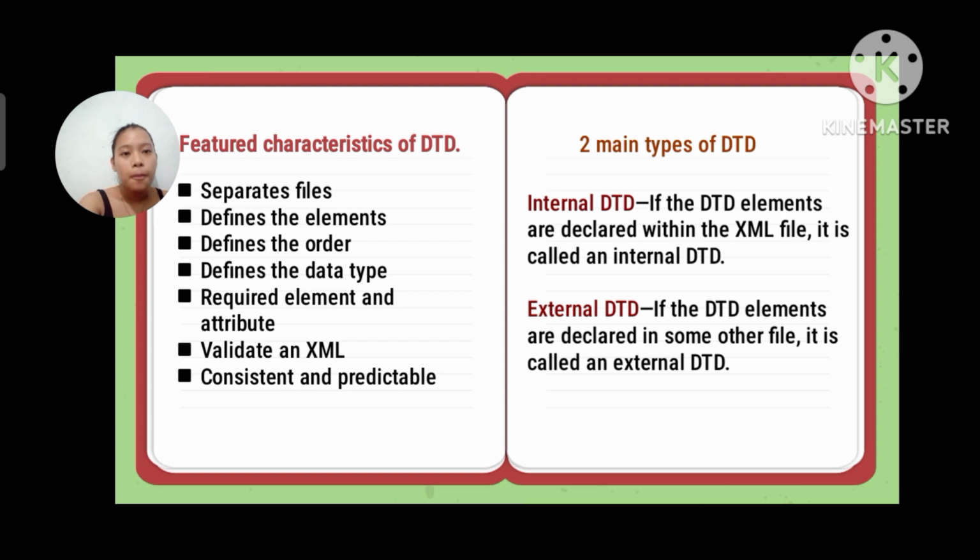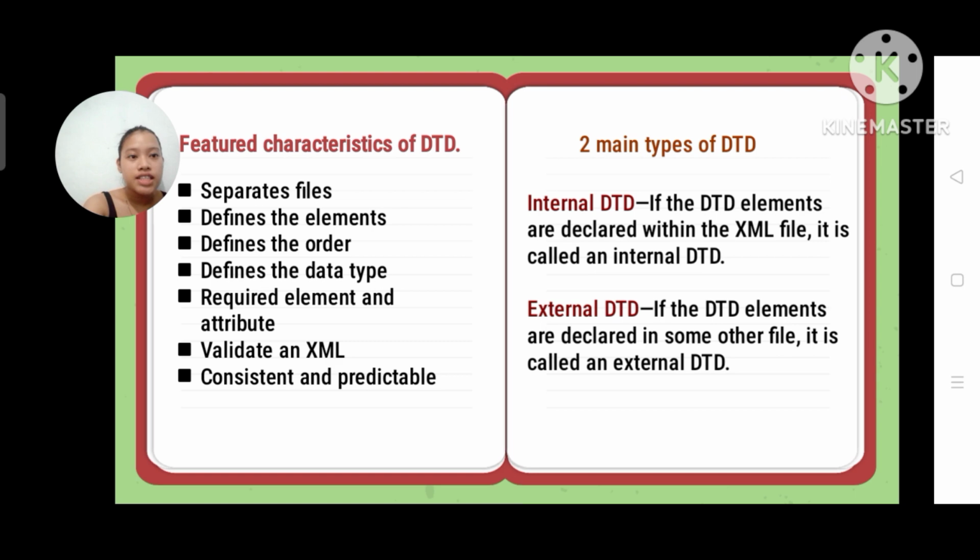In addition, DTD has two main types. The first is the internal DTD. If the DTD elements are declared within the XML file, it is called an internal DTD. The second main type of DTD is if the DTD elements are declared in some other file, it is called an external DTD. So the two main types of DTD are the internal and the external.